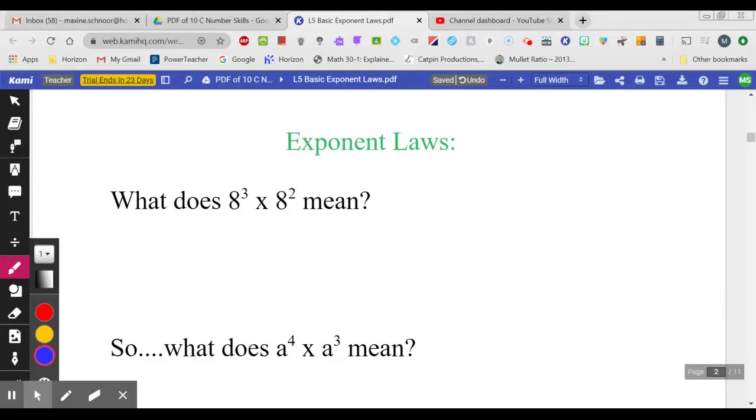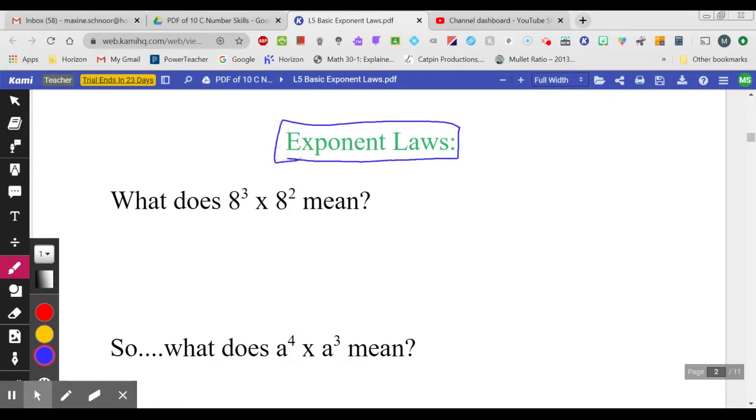Okay guys, we're going to now move into our last concept of our number skills unit, and it is exponent laws. So I know in grade 9 you started with exponent laws. We're going to review them, and then we're going to actually dive pretty deep into this. Essentially what I'm trying to do here is build up your ability to do some algebraic thinking. Thinking more with letters and less with numbers.